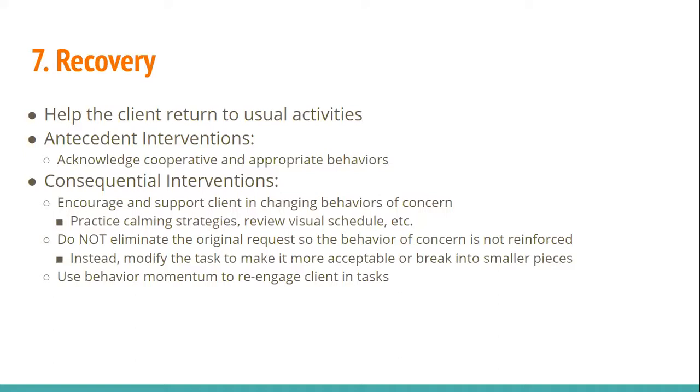But we also want to make sure we're not eliminating the original request entirely, because if we entirely remove that request, then that behavior of concern would be reinforced. But there may be instances where you're going to modify the task to make it more acceptable. You're going to break it into smaller pieces. You're going to provide them with help rather than doing it independently, because while they're trying to recover, we don't want to go right through this exact same crisis situation. And then we want to continue using behavior momentum to re-engage the client in tasks. So use high probability requests to make sure that we have compliance before trying to redirect into whatever our original, more difficult task may have been.